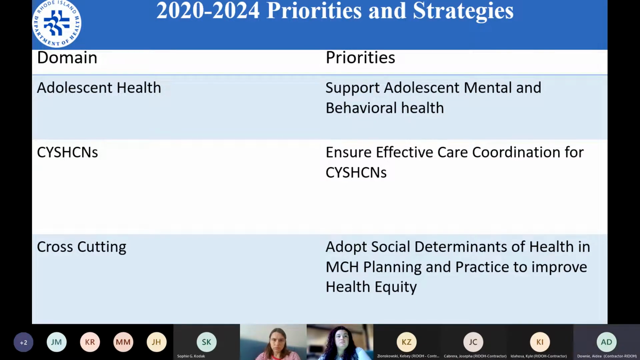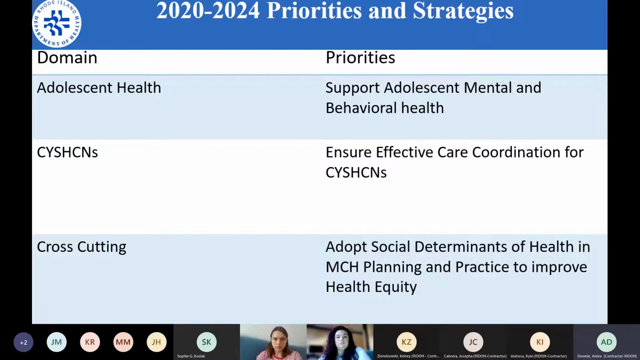We also looked at adolescent health, our next health domain, and at what issues adolescents are experiencing. This is definitely at the beginning of COVID. I think even during COVID, we've definitely seen more need for help with mental and behavioral health support, as well as looking at children and youth with special healthcare needs, so ensuring effective care coordination. There definitely is a need for that when a child is 0 to 18, and then as they age out and transition to adult care.